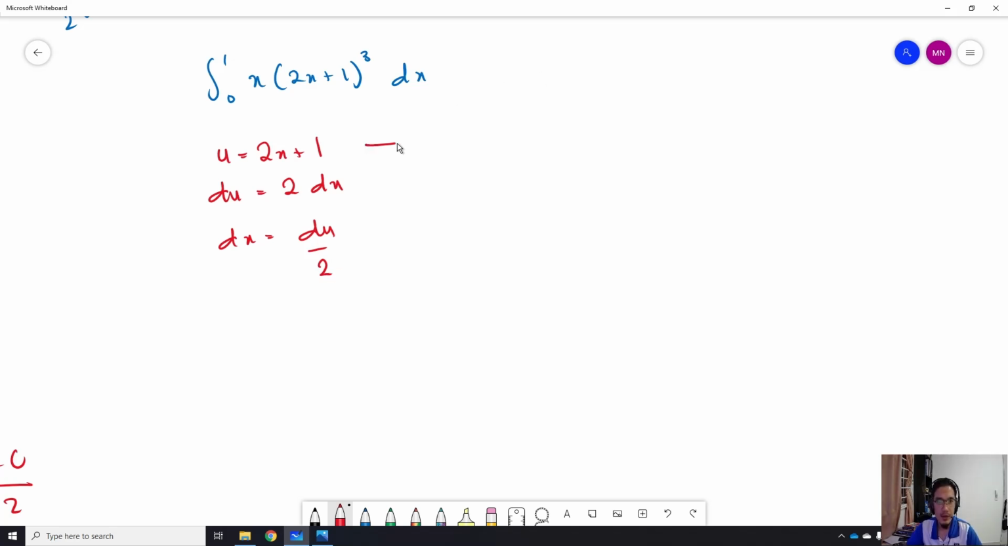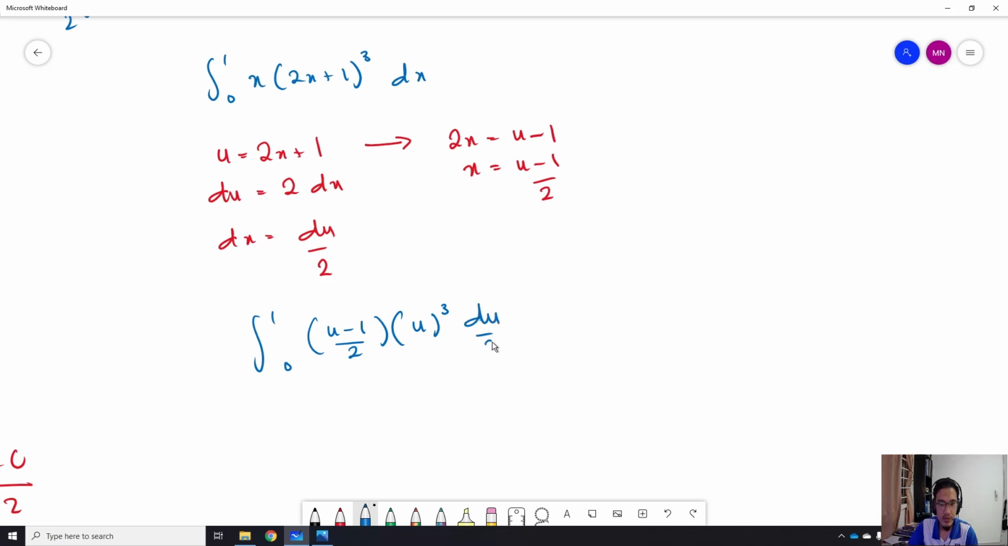Okay, so from here, 2x is equal to u minus 1, so x is equal to (u minus 1) over 2. Now we substitute u, dx and x into the integral. It becomes the integral from 0 to 1, where x is (u minus 1) over 2, and (2x+1)^3 is u^3. So our dx is du over 2.